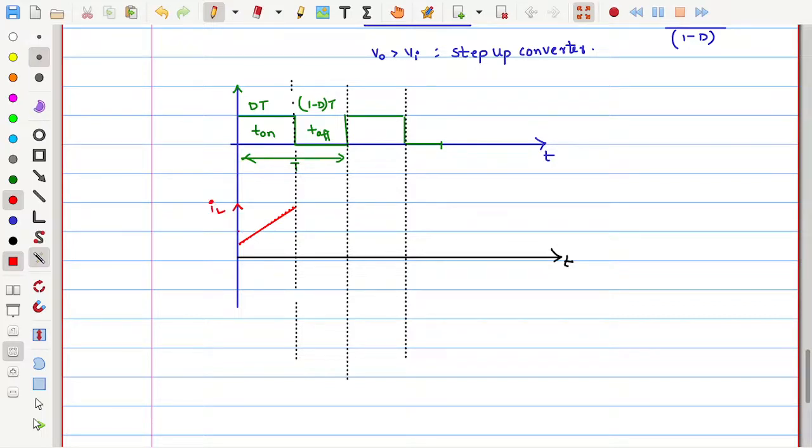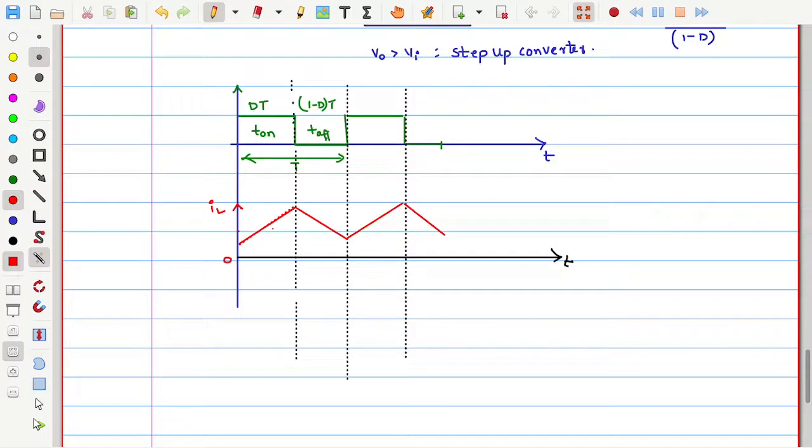Then once the switch is in off state, immediately the current is going to fall down. Again once it is on, again it will rise. Then further it will fall down like this. So rising means charging, then discharging, charging, discharging. This kind of nature is going to take place for the inductor.